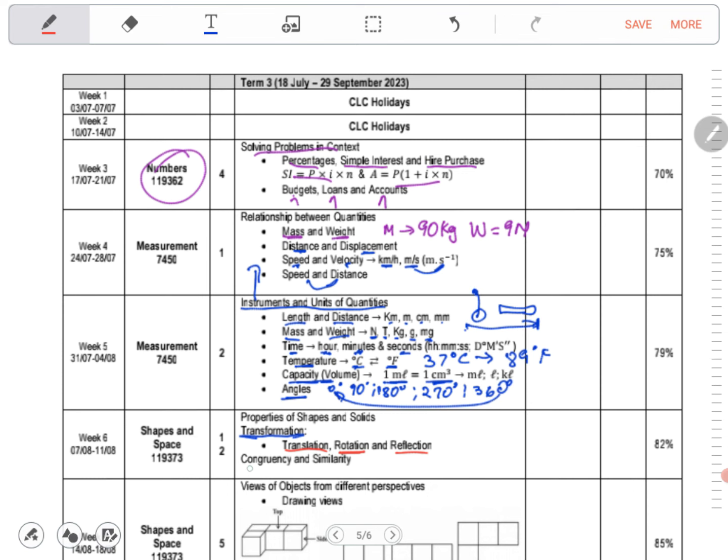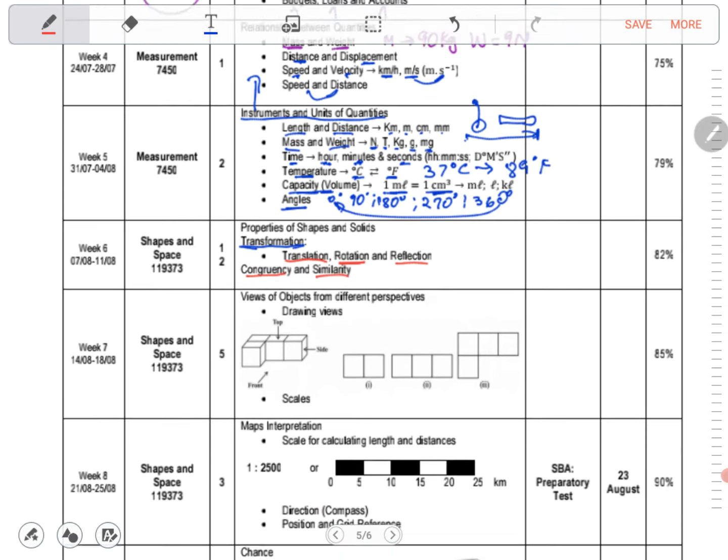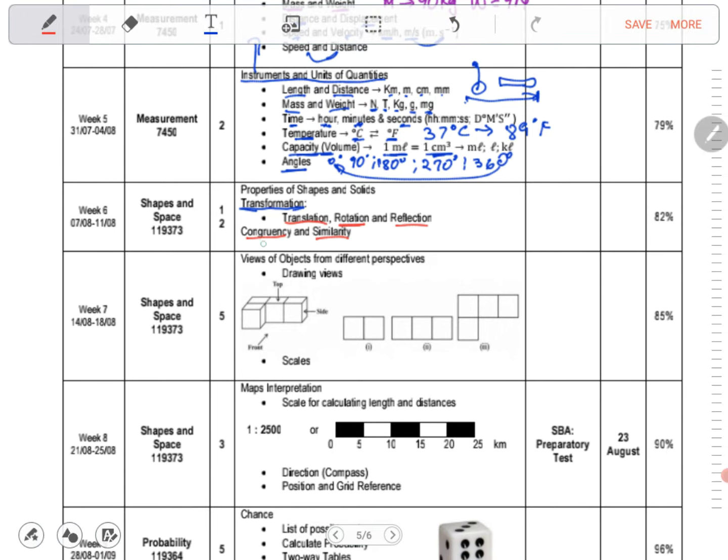Then we have to do some bit of congruency and similarity. In this case, we just have to identify whether something is congruent or something is similar. All right. So congruency simply means that two things are identical in every single way, whilst similarity simply means that the shape might be the same but the sizes might not be the same.